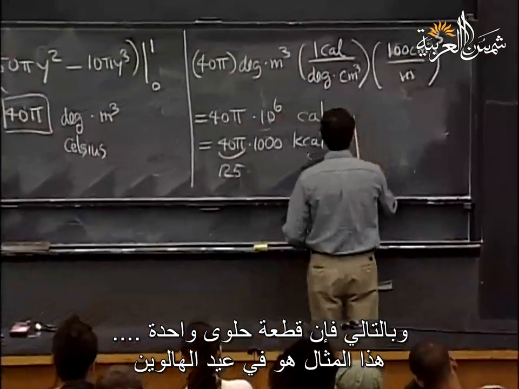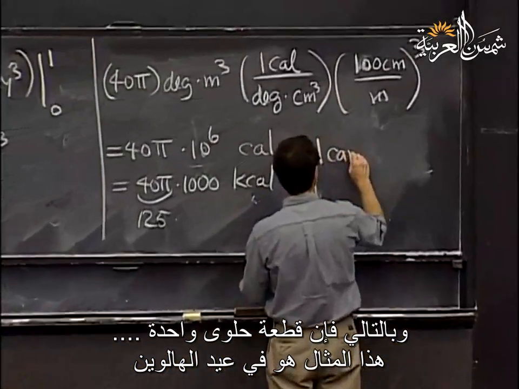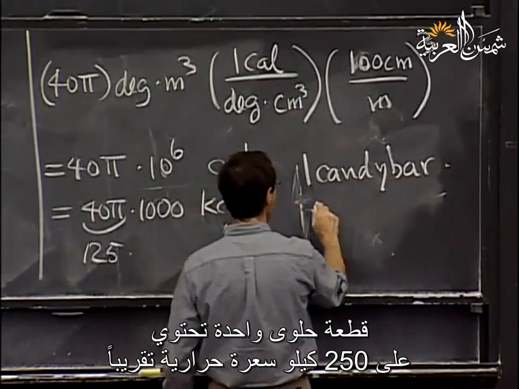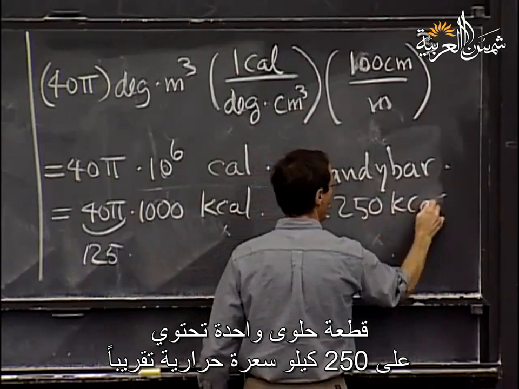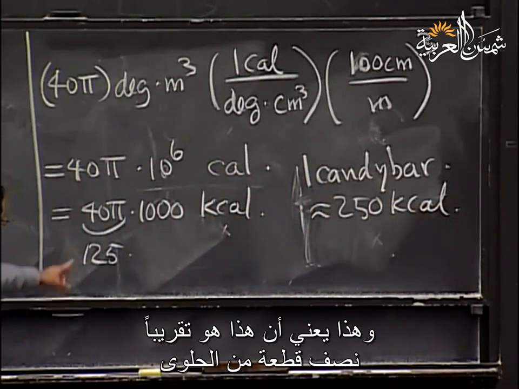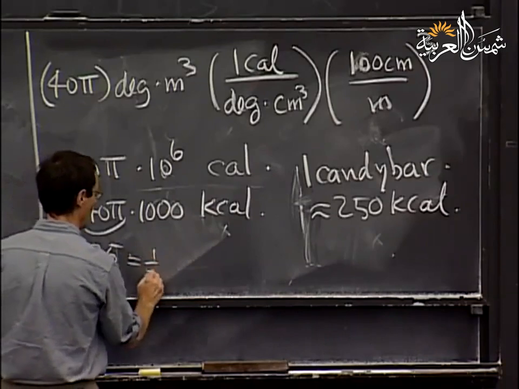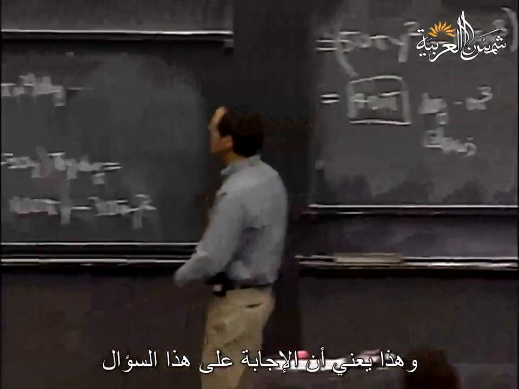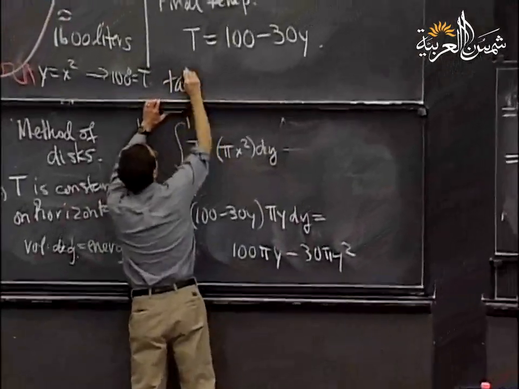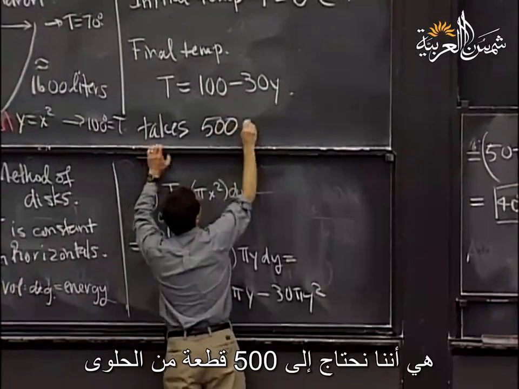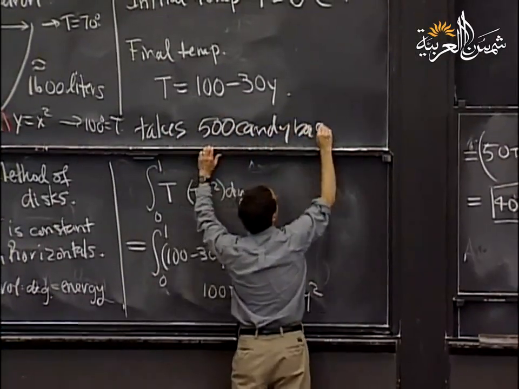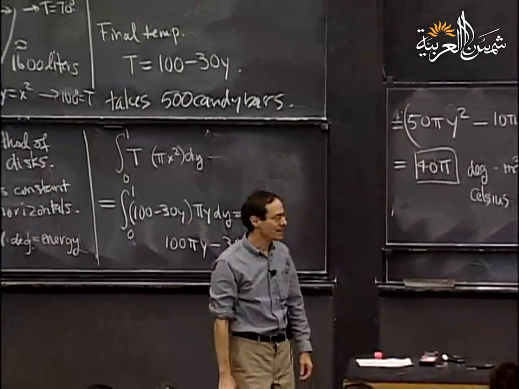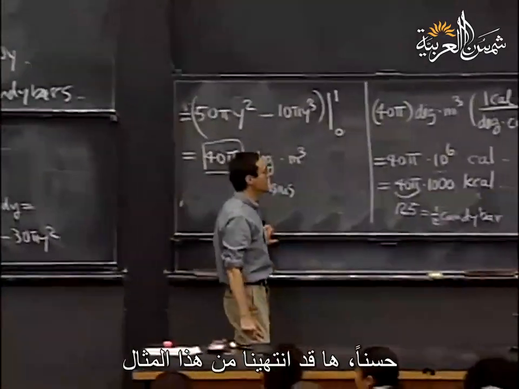And so one candy bar, this is a Halloween example, one candy bar is about 250 kilocalories. All right? So this is a half a candy bar. So the answer to our question is that it takes 500 candy bars to heat up this thing. Okay, so that's our example.